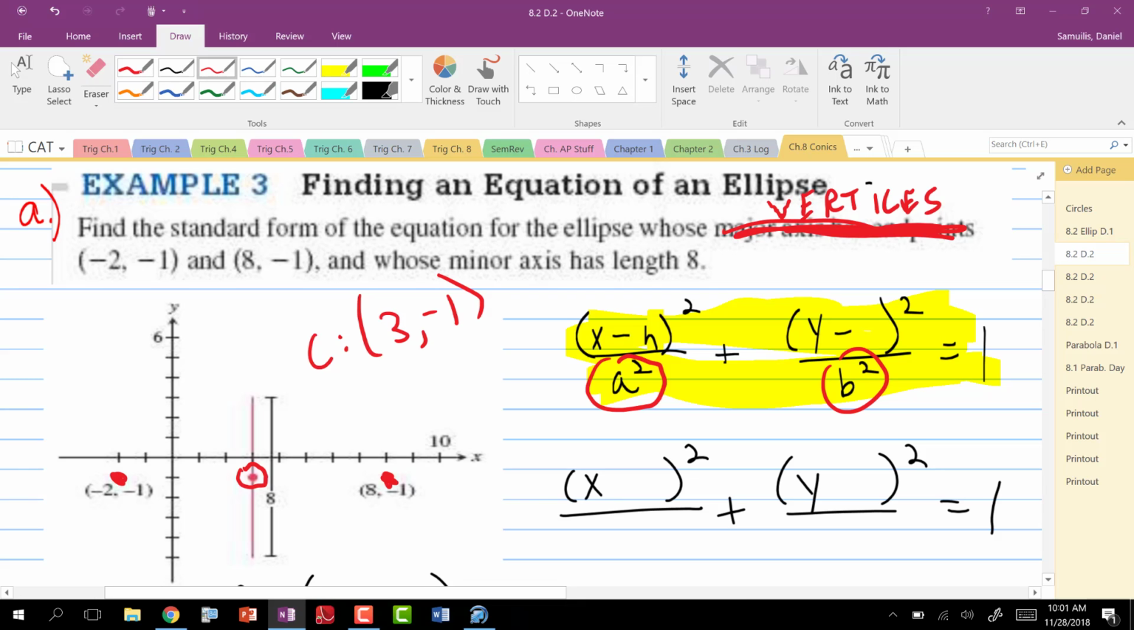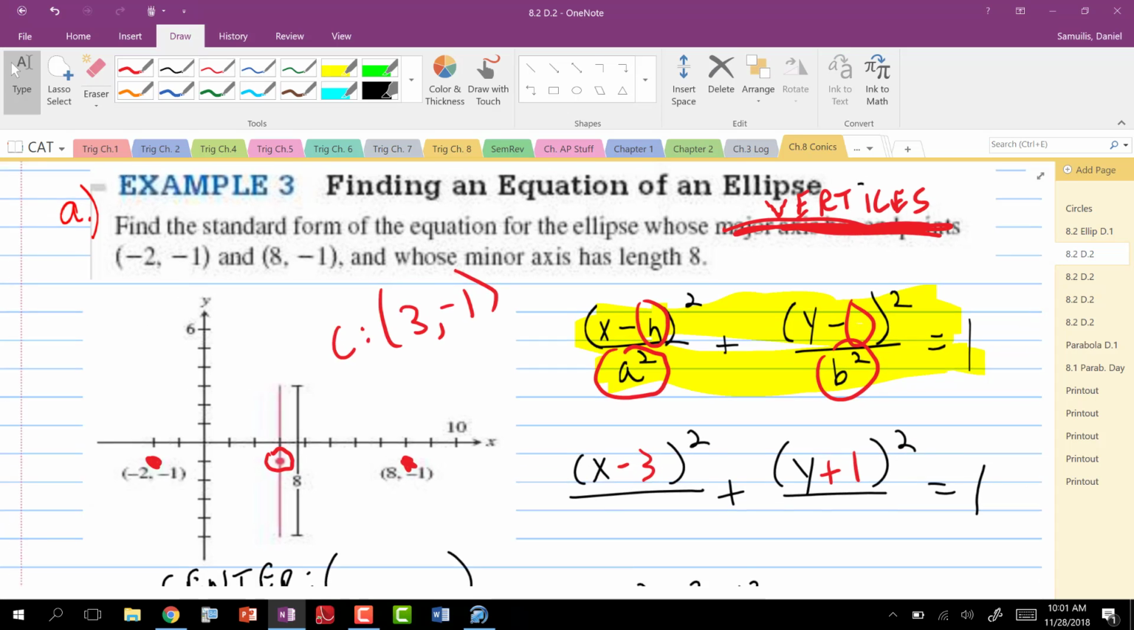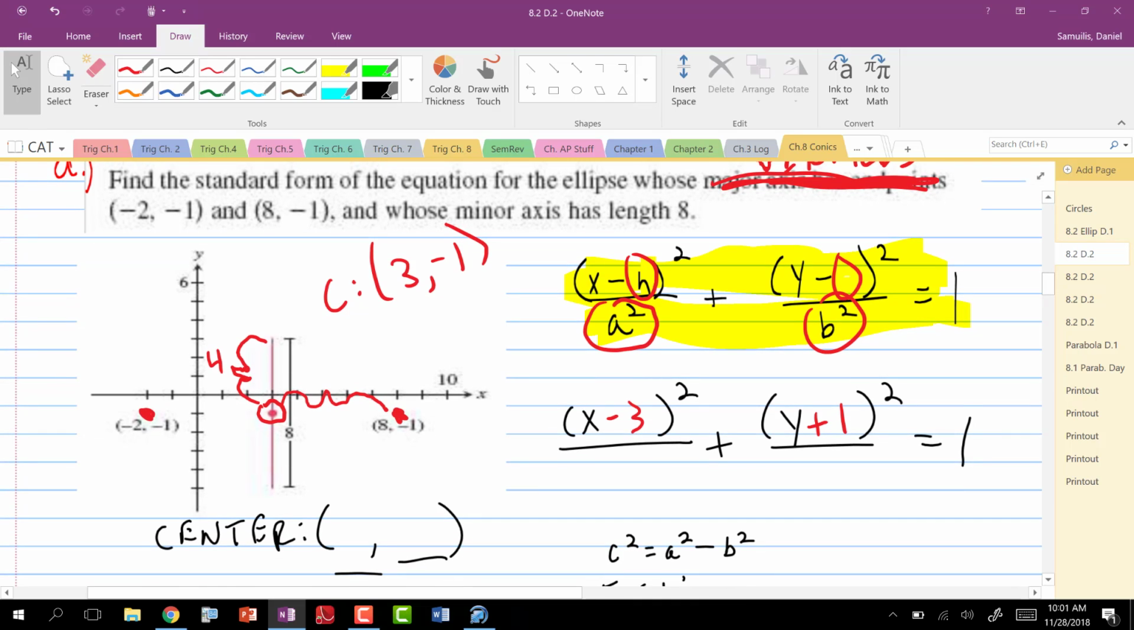Now look what you found. You have 4 things to fill in, and you just filled in 2 of them. You filled in the center, so I have x minus 3. And then y minus a -1 is y plus 1. How far is that? I already said the number, 5. And then how far is this? We didn't say that number. 4. So what belongs underneath x squared?